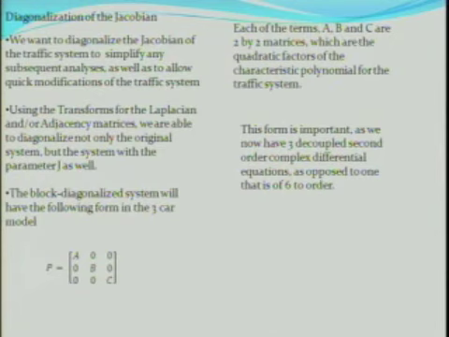In fact, we can do this transformation for the original system as well as for the one with the parameter j, because it can be proven rigorously that the Jacobian with the j can also be diagonalized by using the adjacency and the Laplacian matrices.